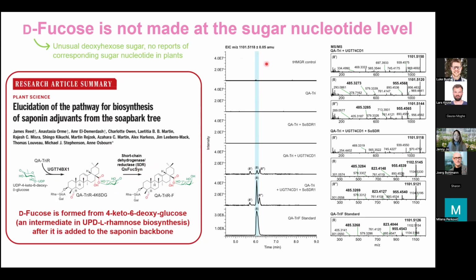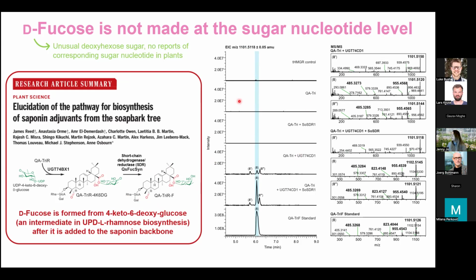So with that guideline, we also looked for a potential SDR in soapwort as well. I'll just walk you through this chromatogram. These are LCMS chromatograms, extracted ion at 1101, which is the mass of this compound, a shared intermediate between the QS21 pathway as well as my saponin side pathway.